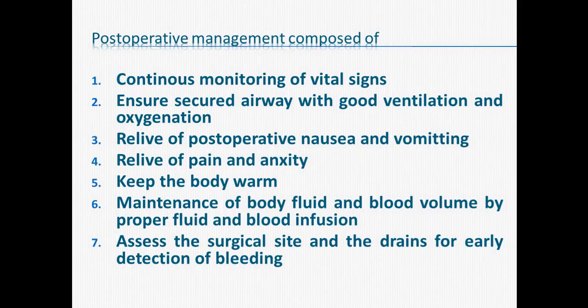Post-operative management is composed of continuous monitoring of vital signs, ensuring a secured airway with good ventilation and oxygenation, relief of post-operative nausea and vomiting, relief of pain and anxiety, keeping the body warm, maintenance of body fluid and blood volume by proper fluid and blood infusion, and assessing the surgical site and the drain for early detection of bleeding.